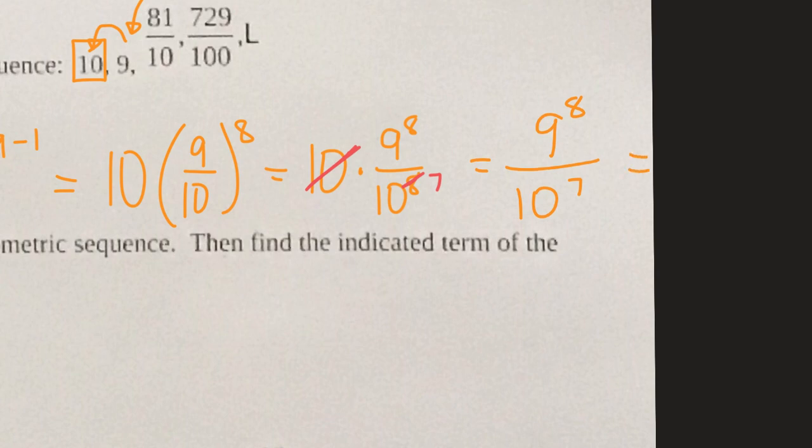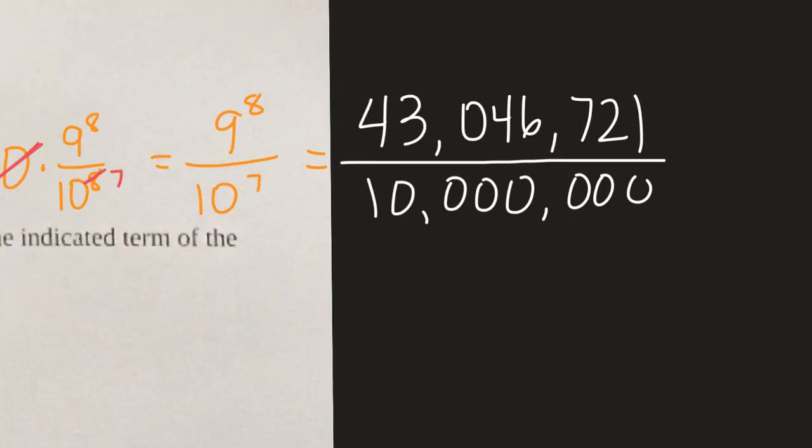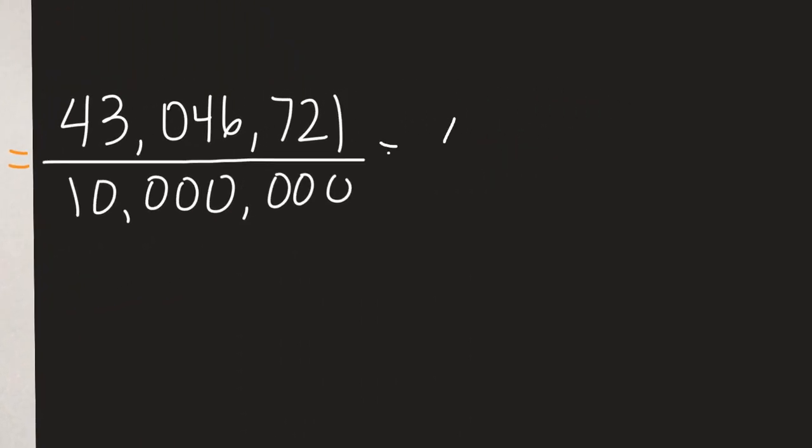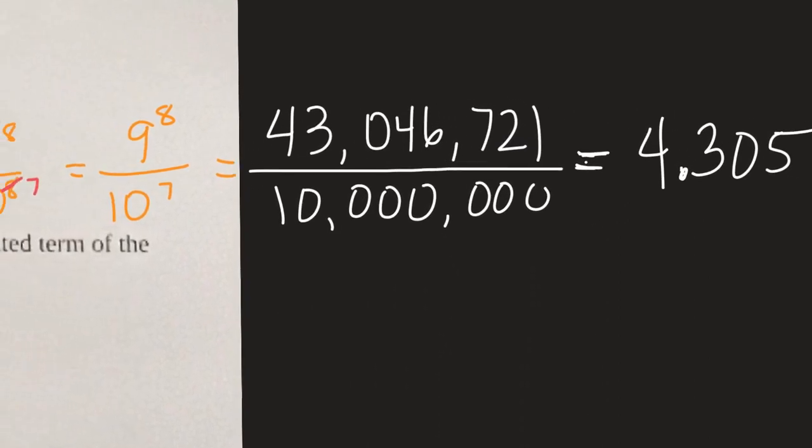Okay, so hang on a second while I find my calculator, because I don't know what 9 to the 8th is in my head. Okay, that's what my calculator gives me. 43 point something million over 10 million. Okay, now maybe your calculator gave you a decimal, something like 4.3046 or 4.305. That would be the decimal equivalent of this ratio.